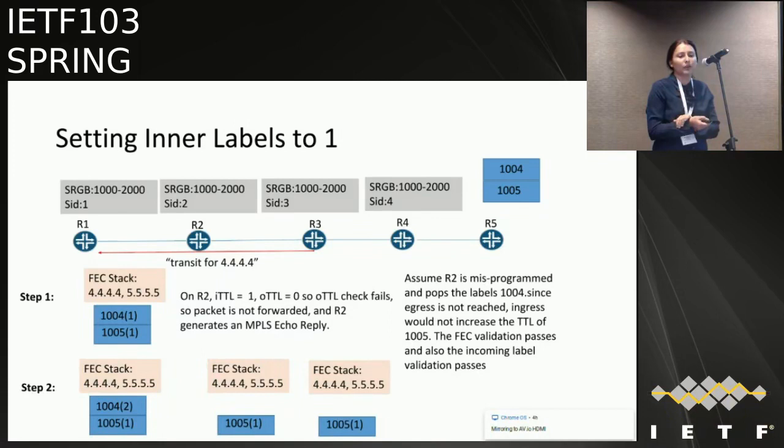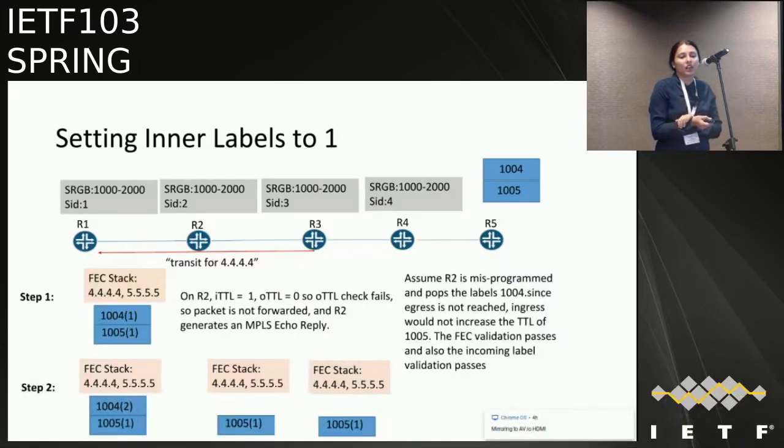In that case, the MPLS traceroute procedure may not correctly detect this if we set the inner TTL to 1, because in SR everybody understands the labels that are there in the stack. So 1005, R3 would understand 1005 as well. That would most probably not have been the case in LDP or RSVP, but here in SR, R3 definitely understands 1005.